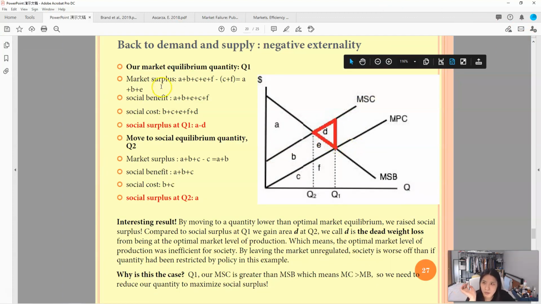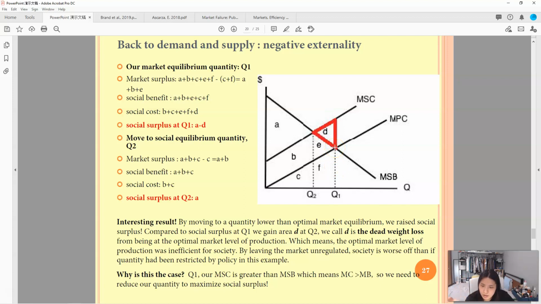So first we will start from the market equilibrium quantity, that is the intersection of marginal social benefits and marginal private costs. The equilibrium quantity would be Q1. So at this point, the market benefits would be the area below the marginal social benefits curve. That is A plus B plus E plus C plus F.